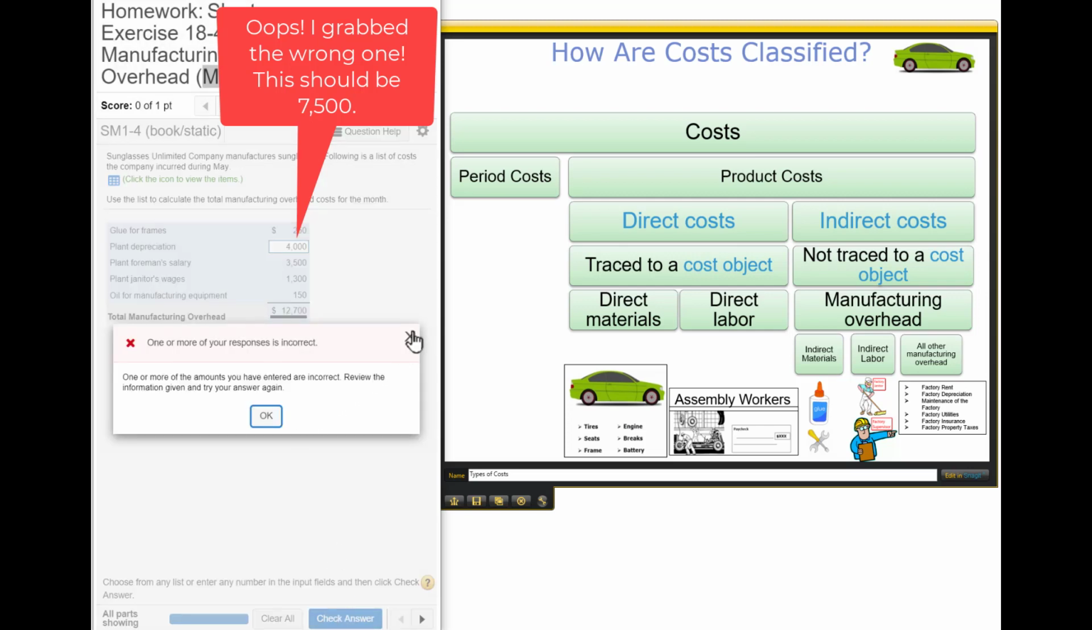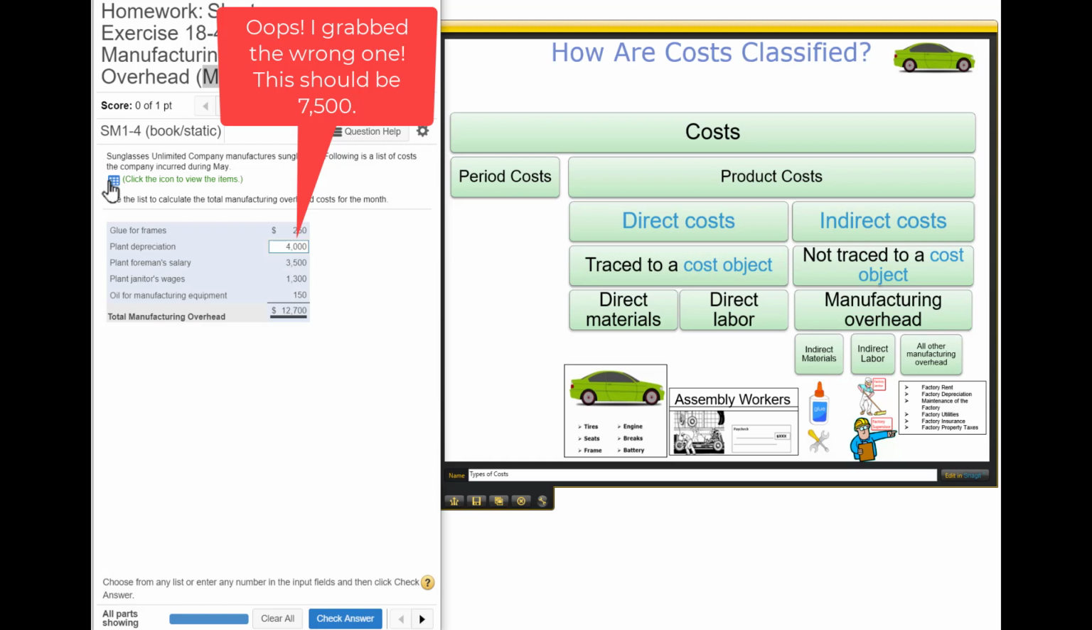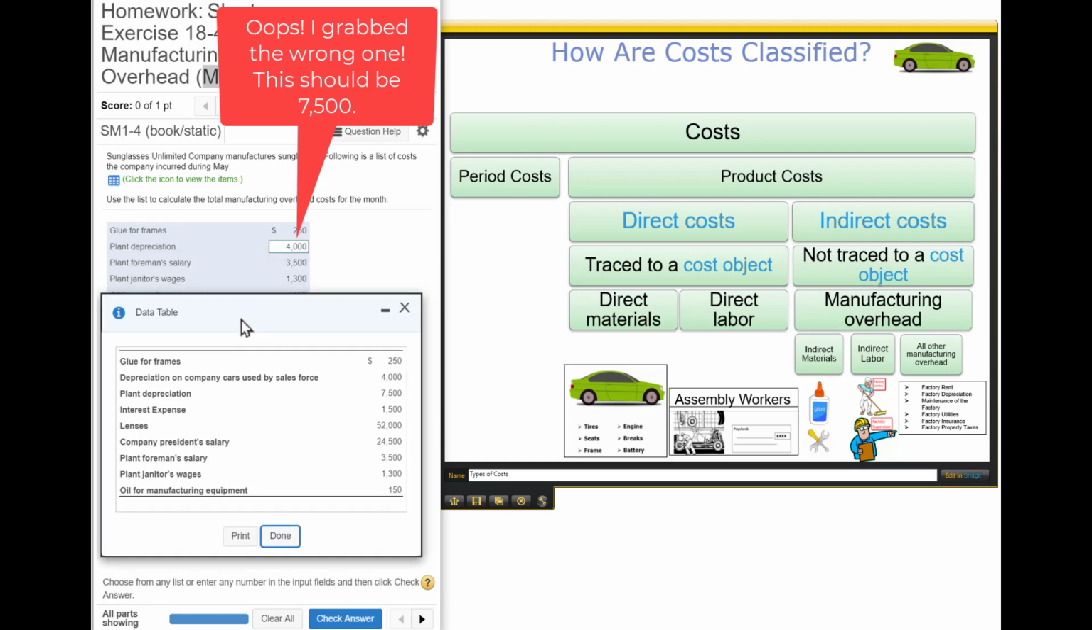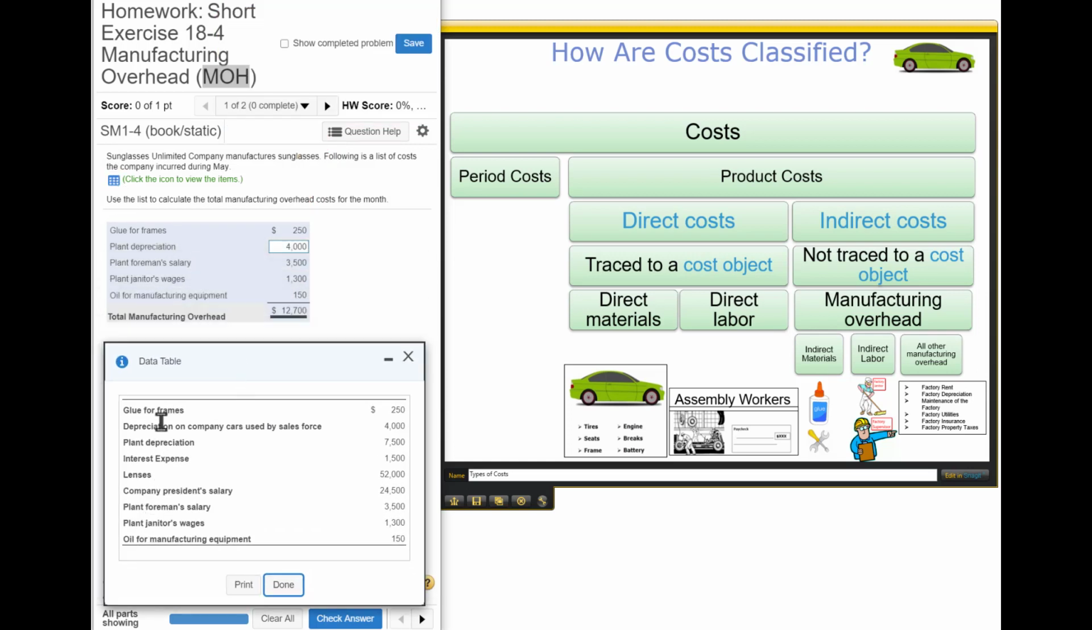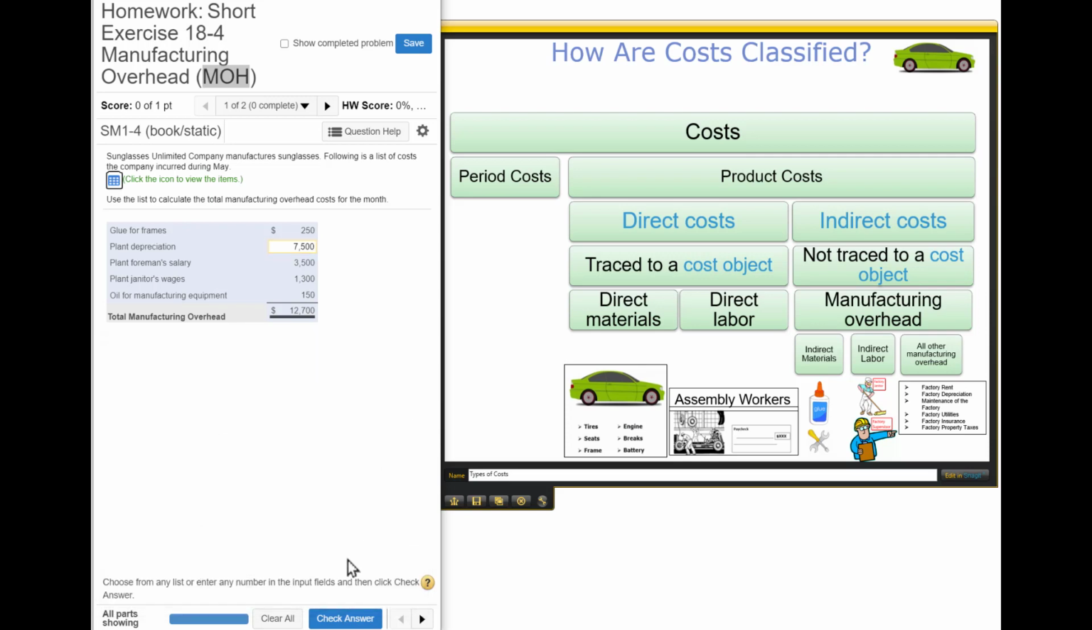Oops, plant depreciation. I screwed up. Let's see what the plant depreciation was supposed to be. Plant depreciation, 7,500. And this is why I'm doomed to repeat this class. I never get it right. And that's it.